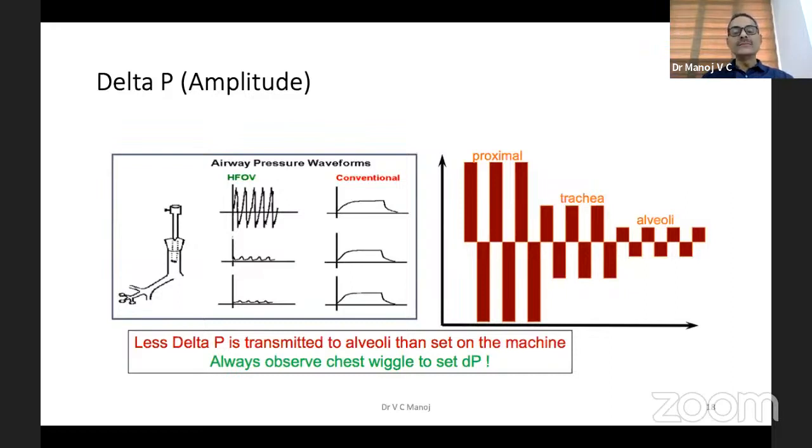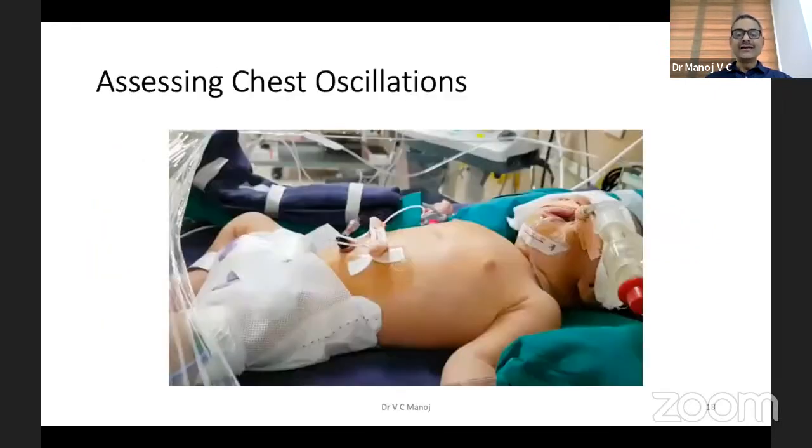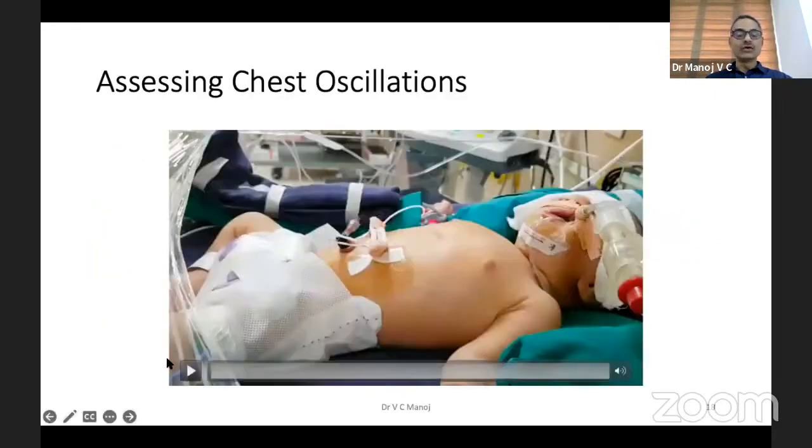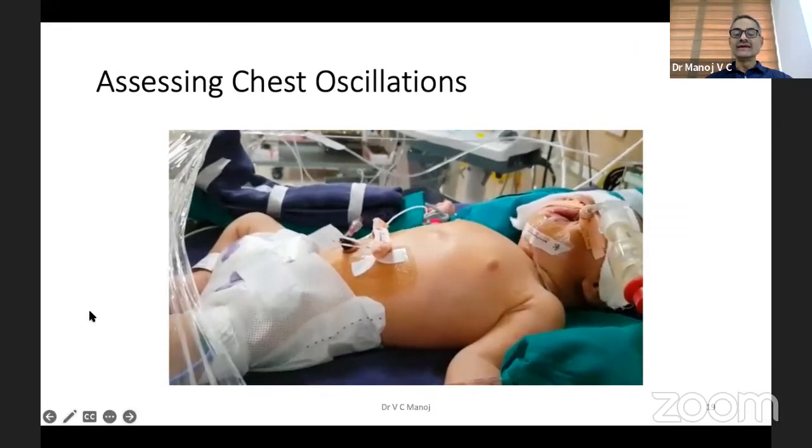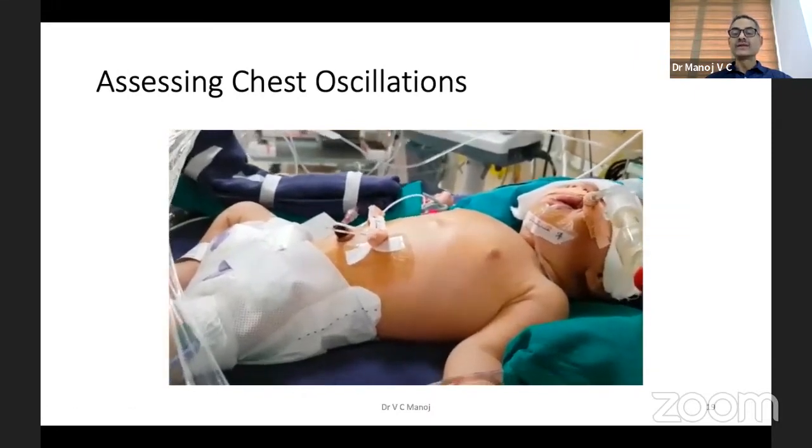So once you have set the baby on HFO, the first question that you're going to ask is, is my HFO working? And how do you know that? By seeing wiggles, chest wiggles and abdomen wiggles. So how do you make sure that you see this? Actually, you need to kneel down and look at the baby horizontally. And when you look at the baby horizontally, you will find that the wiggles are happening.